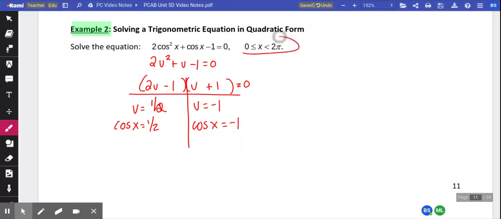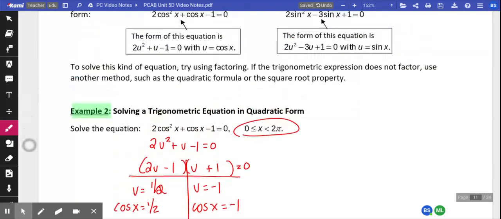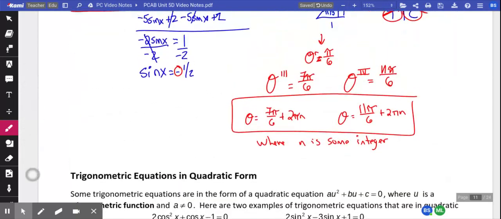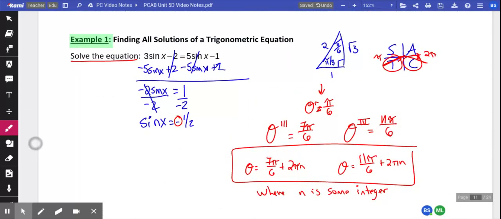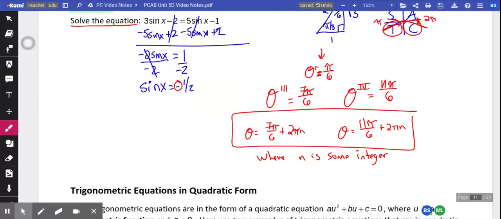And look, we're just solving for between 0 and 2 pi, so we don't need to worry about adding that 2 pi n at the end of our answers, okay? So the 1/2 comes from that same triangle. We can even scroll back up and look at the 1/2, right? So the cosine of which of these angles is 1/2, and that would be pi over 3, okay?